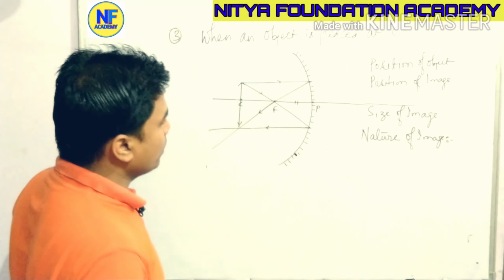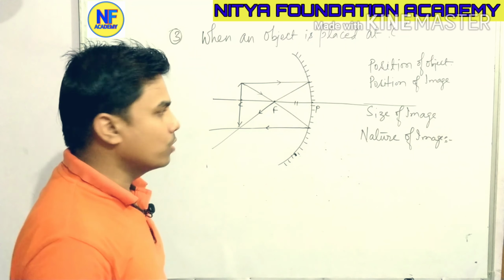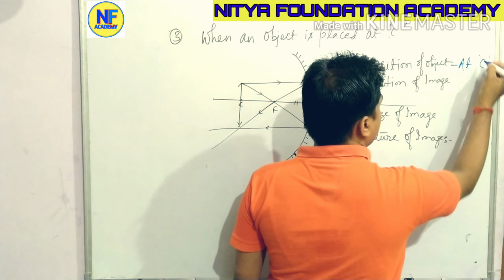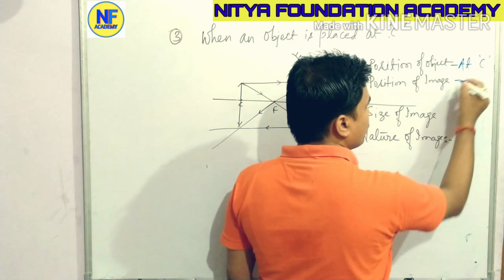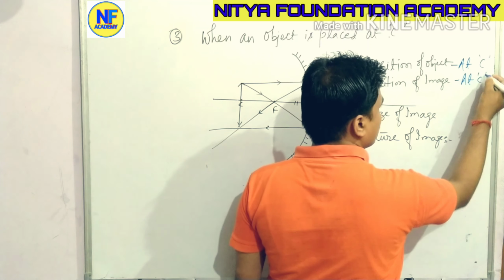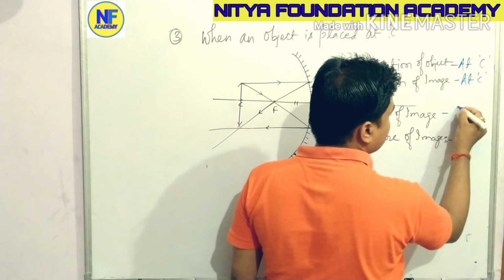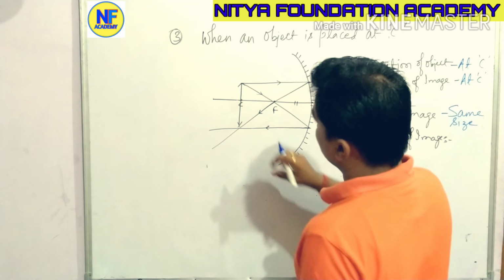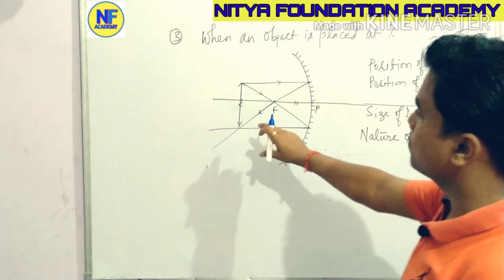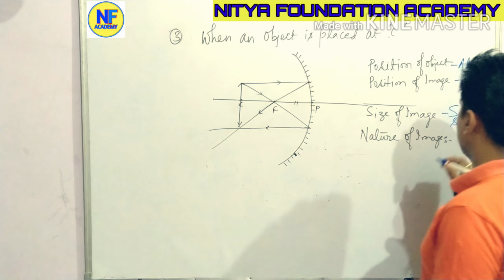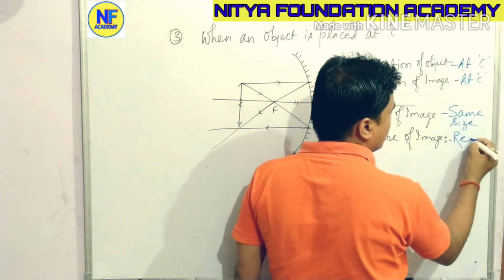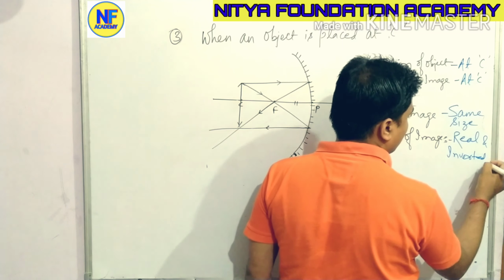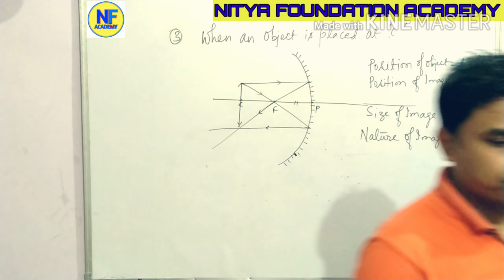So here we can write the properties of this image. Position of object, that is at C, at center of curvature. Position of image, that is also at center of curvature. Size of image, that is same size. As you can see, the object size and image size are much similar together. And then the nature of image, that is real and inverted.